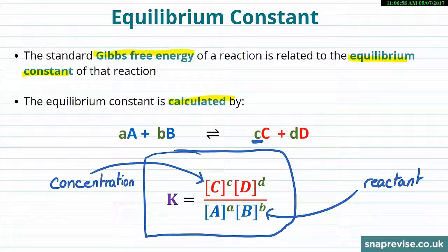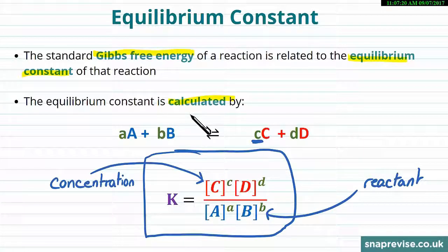If the equilibrium lies very far to the right, then we're going to have a lot more products than reactants, and K is going to be a very large number. If the equilibrium lies a lot more to the left, then we're going to have a lot more reactants, so we're going to be dividing through by a big number, and K is going to be small, close to 0.